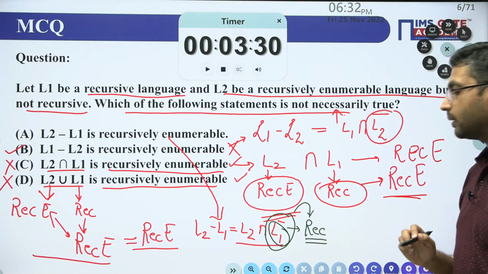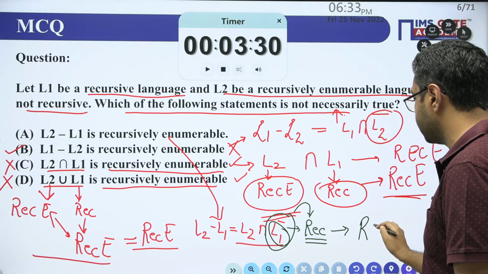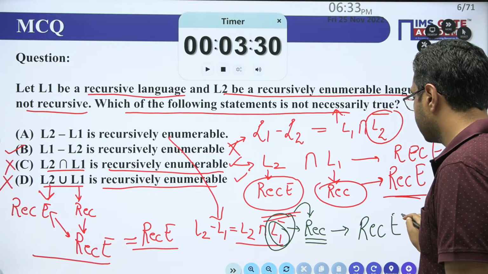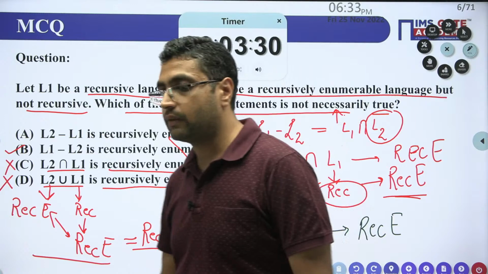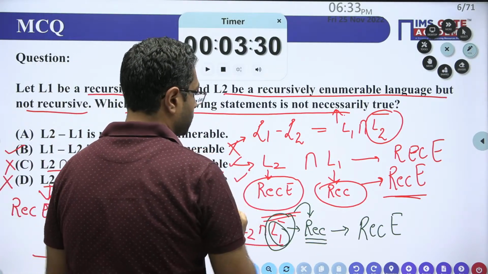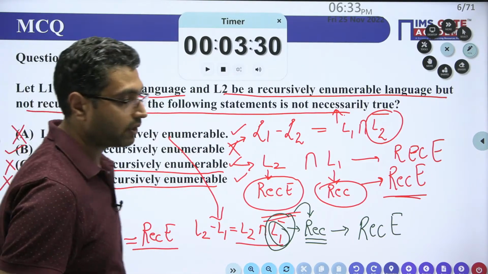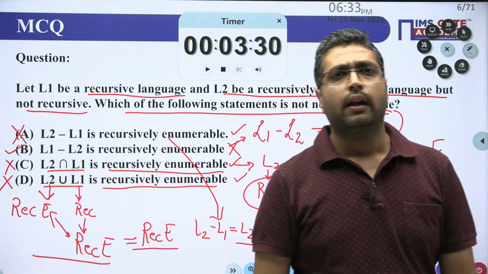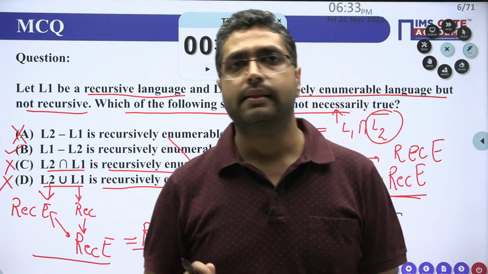L1 bar is also a recursive language, and every recursive language is also a recursive enumerable language. Therefore, this is about the intersection of two recursive enumerable languages, which is again closed. Therefore, this is also true, and therefore it cannot be the answer. It is asking which are the false options, right? I hope the solution is clear to everyone, right? The answer is B, right?